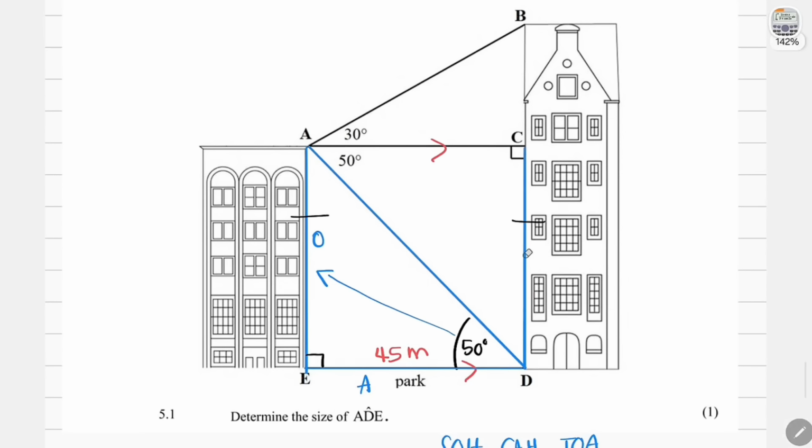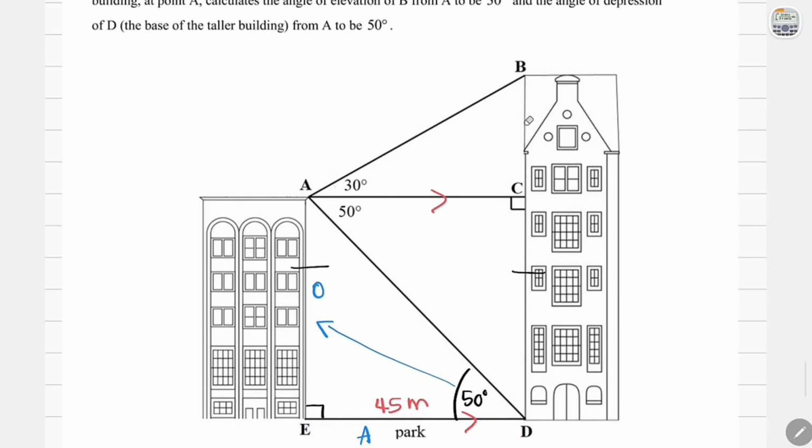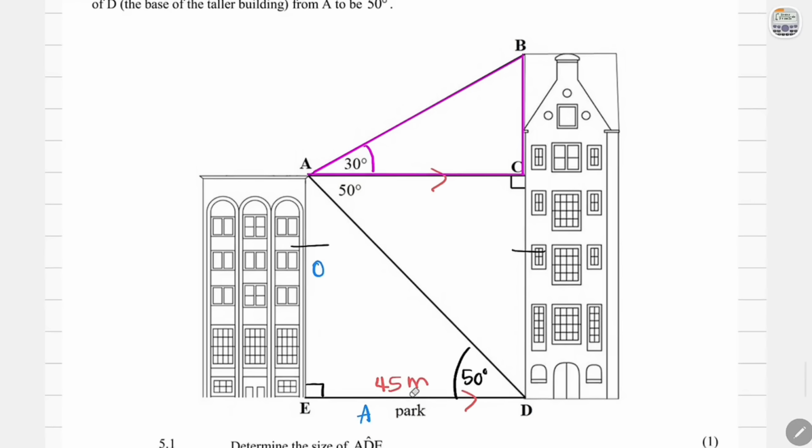The other side we're looking for is BC, in this triangle up here. Now, in this triangle, what do we know? We have an angle and we have a side. Even if you can't see it, we actually do have a side. You see how this is AE, 45 meters? Then this is also 45 meters, because from A to C is the exact same length as E to D. That's from the first building to the second building. So this is also 45 meters.